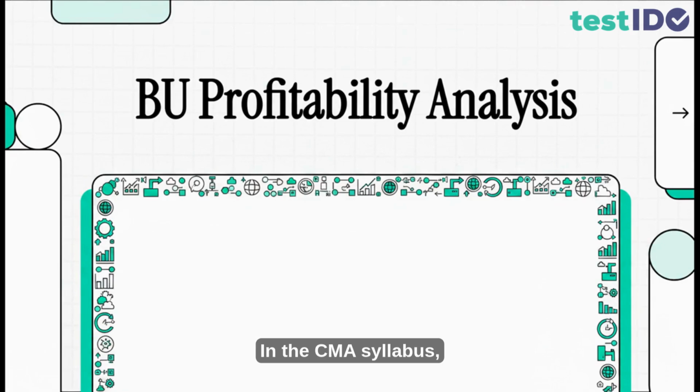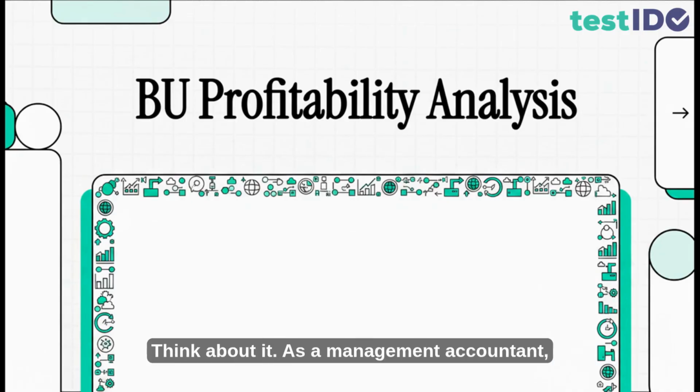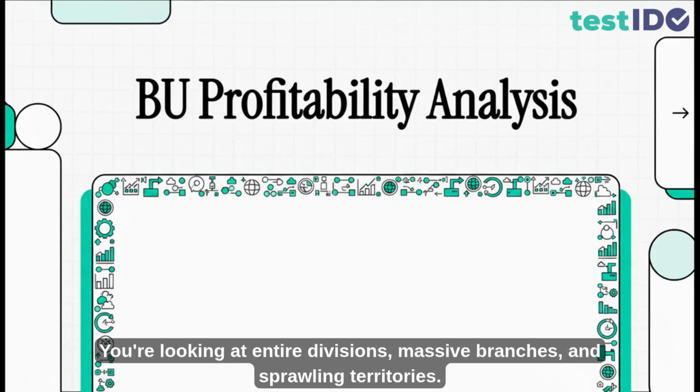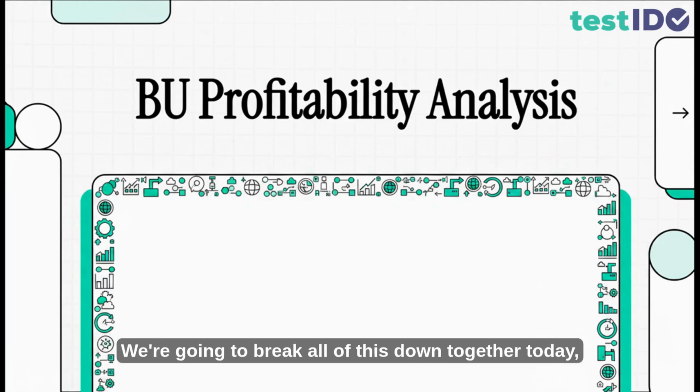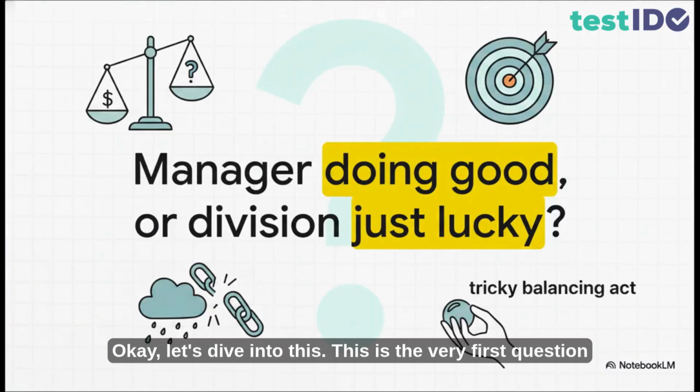In the CMA syllabus, business unit profitability analysis is where the real big picture happens. Think about it. As a management accountant, you aren't just looking at individual, tiny units anymore. You're looking at entire divisions, massive branches, and sprawling territories. We're going to break all of this down together today, making absolutely sure you are totally prepared for the exam. Okay, let's dive into this.